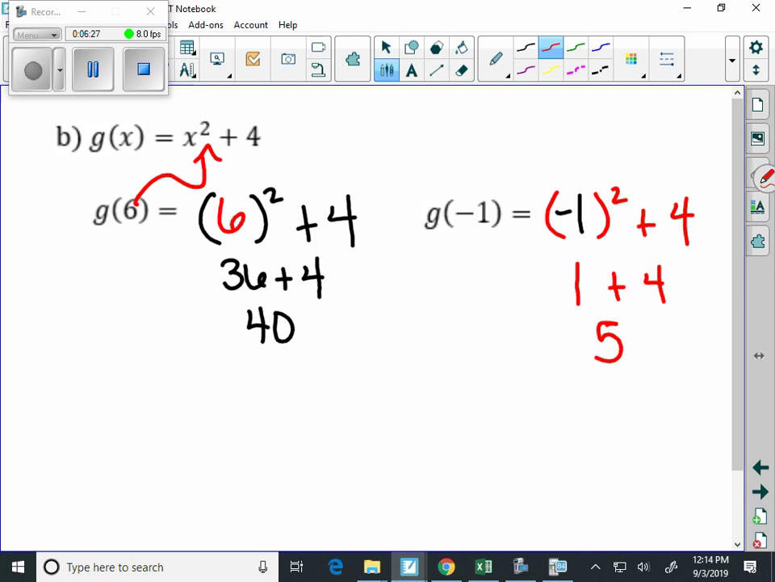-1 is our input. That's what we put into the function for x. And the 5 is what we got out of it. The -1, we were allowed to pick anything. We picked 6 first, and then we picked -1. But once we determine the outcome, that's the dependent. Whatever we pick for x helps us determine what we get for y.